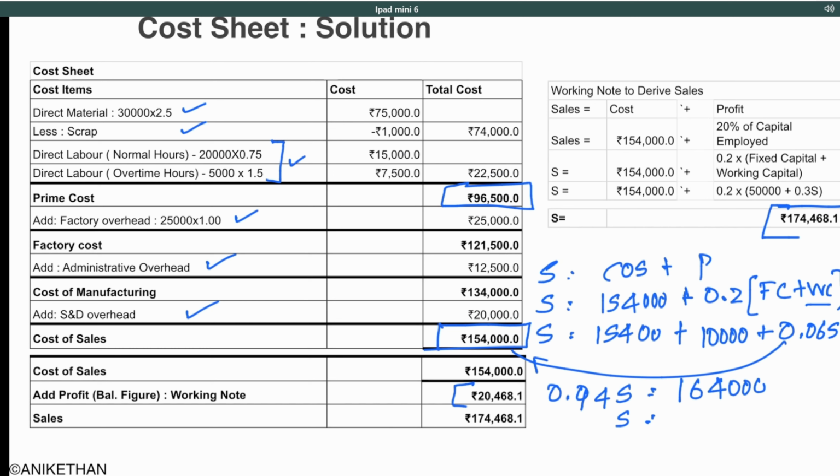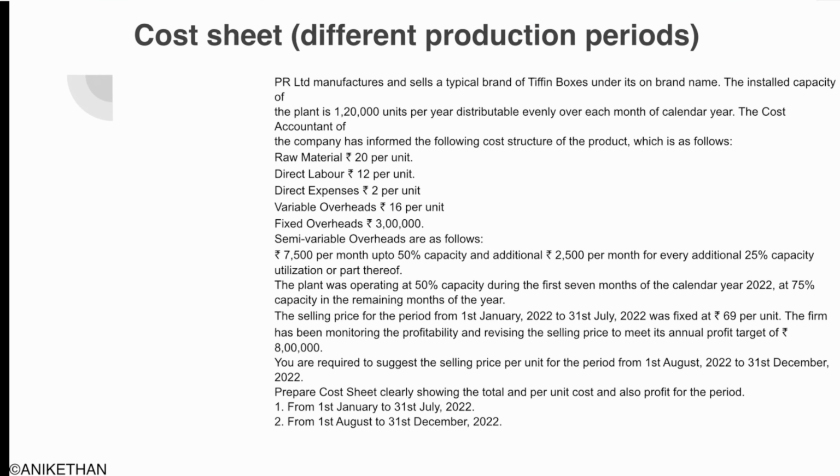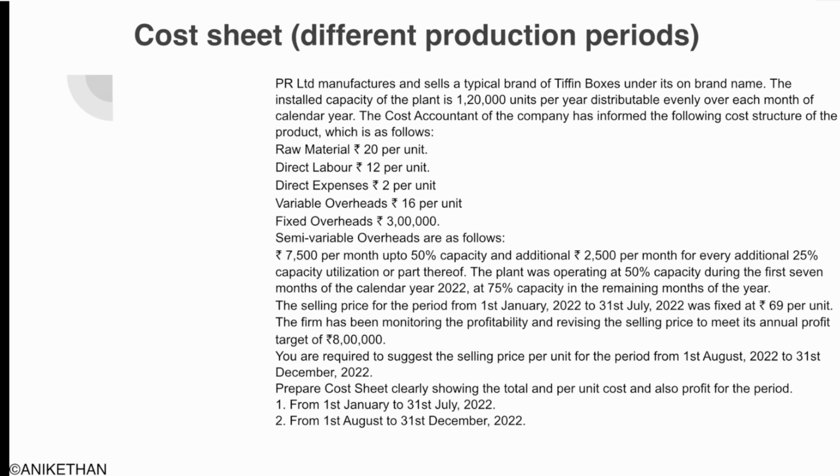Let us go for another type of cost problem. So pause here for a minute, take a screenshot and identify all the data which are given. So let us start. So there is a company which manufactures tiffin boxes and installed capacity is 1.2 lakh units per year. Here you have all the data which is with respect to the unit. Then they have given the detail about the semi-variable overhead which varies with different capacity percentage.